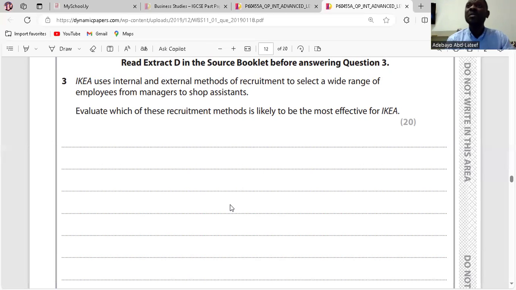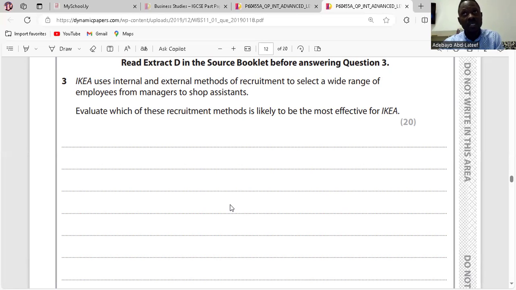Now, what are the problems about internal recruitment? Number 1, which will be the 4th point now. Internal recruitment will not give IKEA the opportunity to choose from a large pool of applicants that external recruitment will bring about. When you use external recruitment, you have a lot of applicants which you can choose from. But this will not happen through internal recruitment.